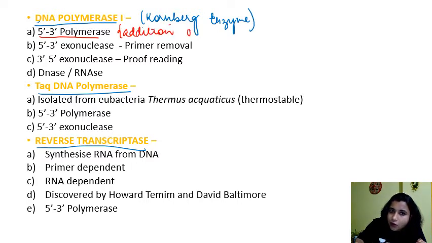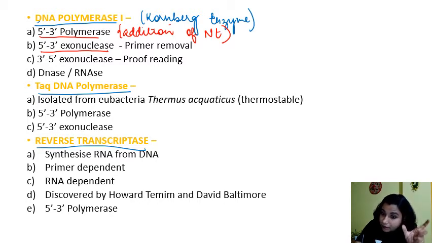Addition of nucleotide, right? Coming to 5' to 3' exonuclease. If it is 5' to 3' polymerase, then we call it addition of nucleotide. But if it is 5' to 3' exonuclease, then it will stand for primer removal. That means primer gets removed for 5' to 3'.